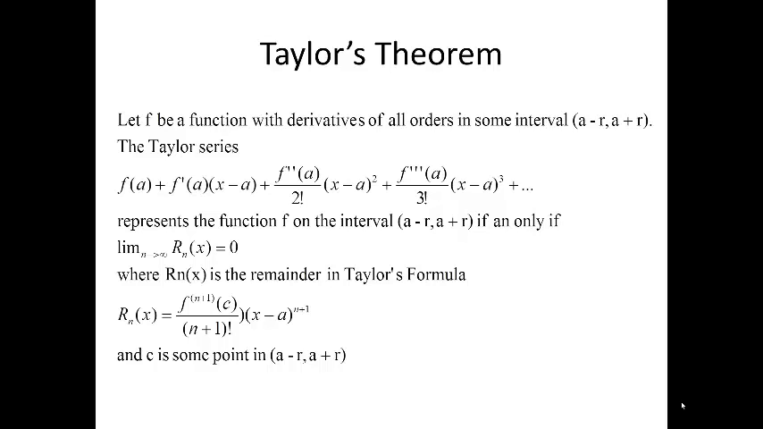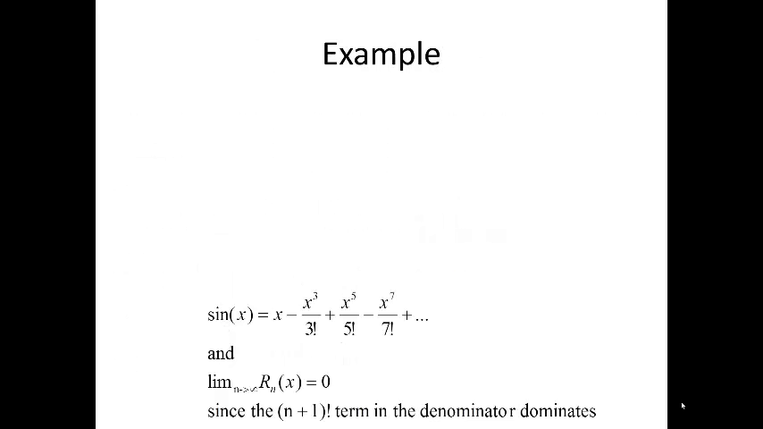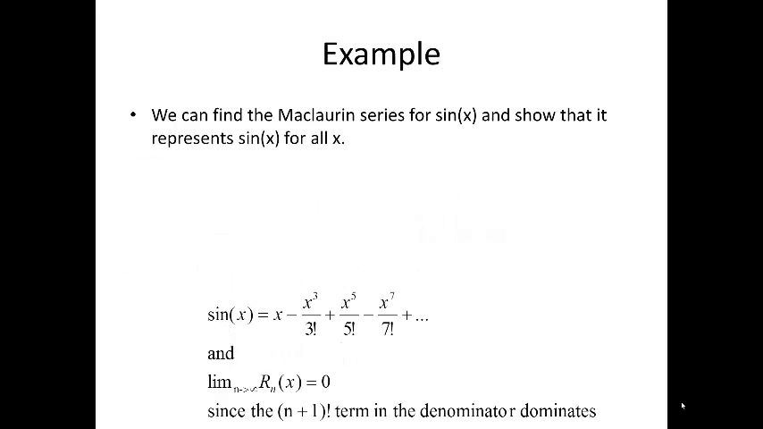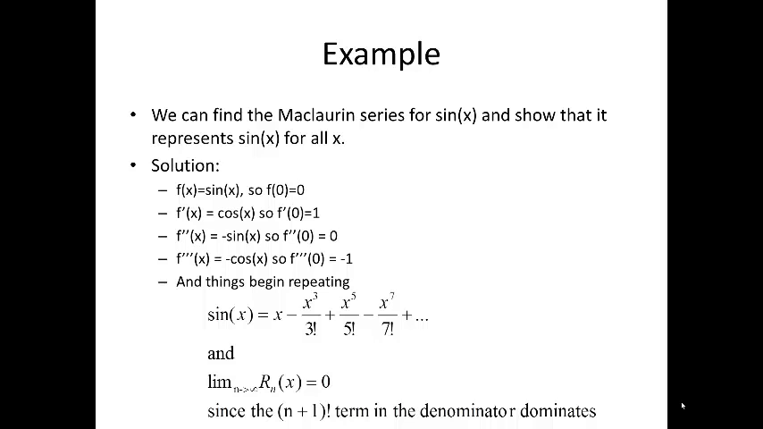And again, if we set A equal to 0, we have the Maclaurin series. The authors use C instead of A, but the idea is still the same. So let's take a look at an example and we can clarify some things. We can find the Maclaurin series for sine of x and show that it represents sine of x for all x. So the first thing we need to do is start taking some derivatives.